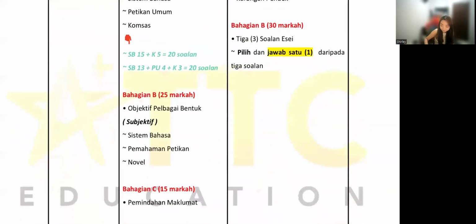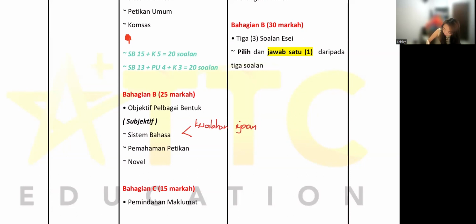Then when it comes to bahagian B, this is a subjective question. Same thing, there will be sistem bahasa. The sistem bahasa they will focus on in this part is the kesalahan ejaan, the spelling error, and also kesalahan bahasa, like what I told you just now: pada setiap hari, not di setiap hari. Pada setiap hari lah, because we use di for a place: di sekolah, di rumah. So what you will have is the kesalahan ejaan dan juga kesalahan bahasa. Later we will go through the questions for this one.